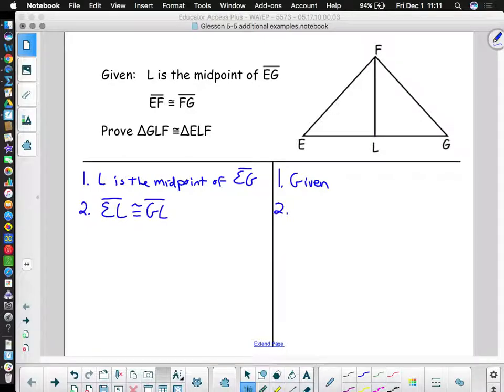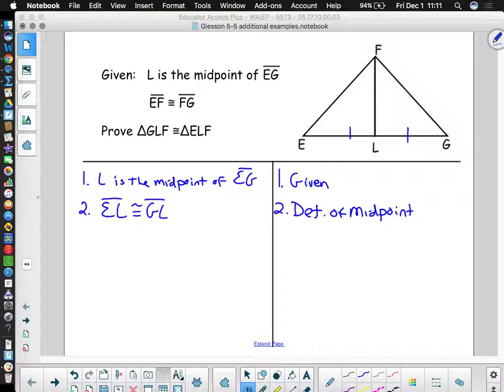Reason? Yeah, this is one we did before in the last time we did proofs. Definition of midpoint. Because that's what it means to be a midpoint. And again, this is why it's important that you know all your old definitions and stuff like that, because it just keeps coming up. Fantastic. I just got some parts congruent. I should mark that. EL is congruent to GL. Nice. All right.